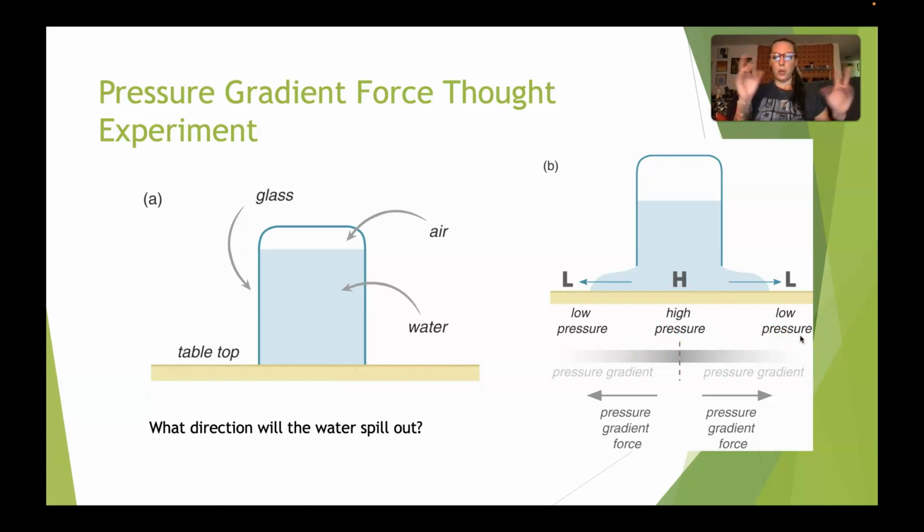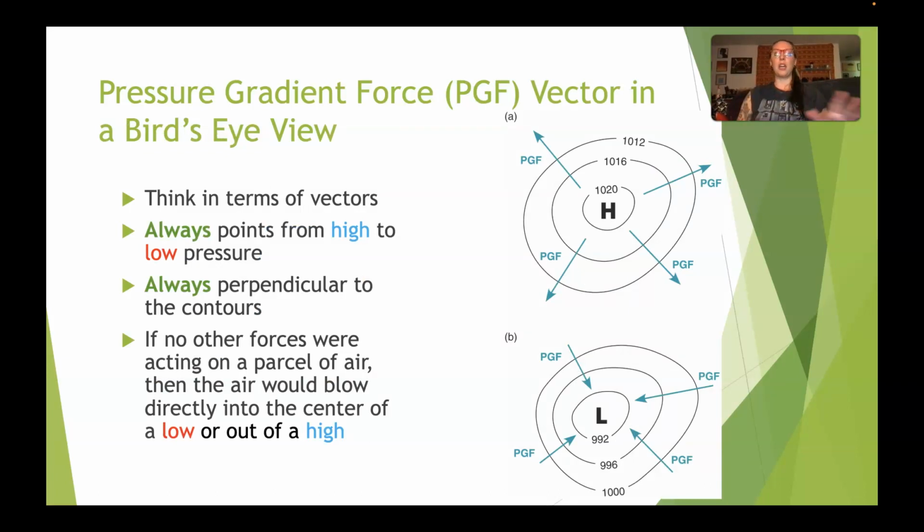So to put it in more scientific ways, if we're thinking about the PGF, pressure gradient force, in a bird's eye view, again, I want us to try and think in terms of vectors. I'm trying to get us to still consider this idea of how gravity is always pointing downwards, right? That's how we're trying to think about the pressure gradient force. What way is it always pointing? The vector is always pointing from regions of high to low pressure, and it always goes perpendicular to pressure contours.